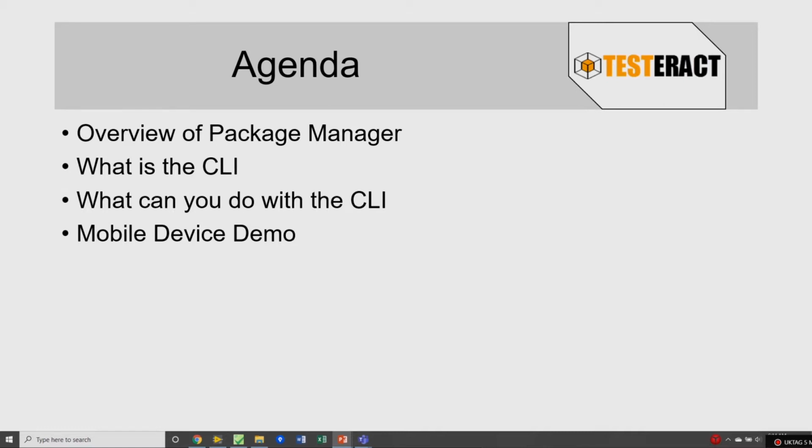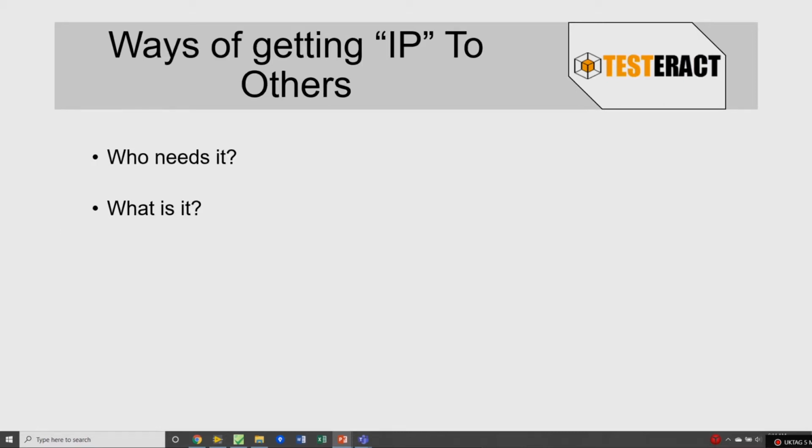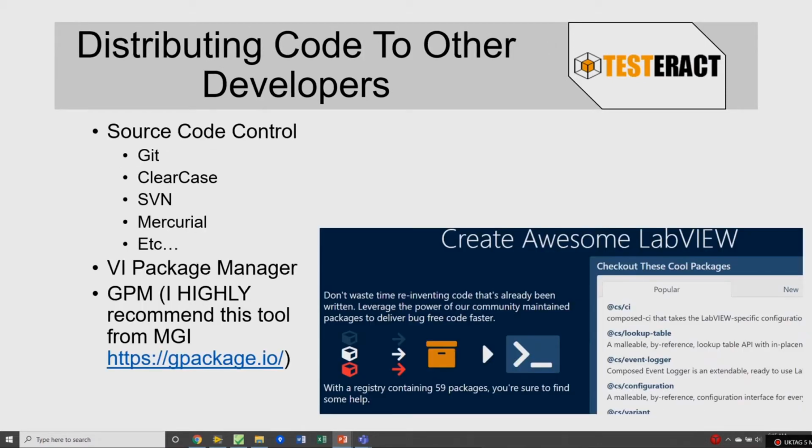So without further ado, first we have to define what deployment is. It's really the ways of getting your IP to other people. So you have to ask who needs it and what is it? There are really two kinds of audiences that we deploy to. There are other developers we distribute our code to. Source code control is probably the most common way of doing that, just sharing repositories or VOBs or whatever kind of source code control you use.